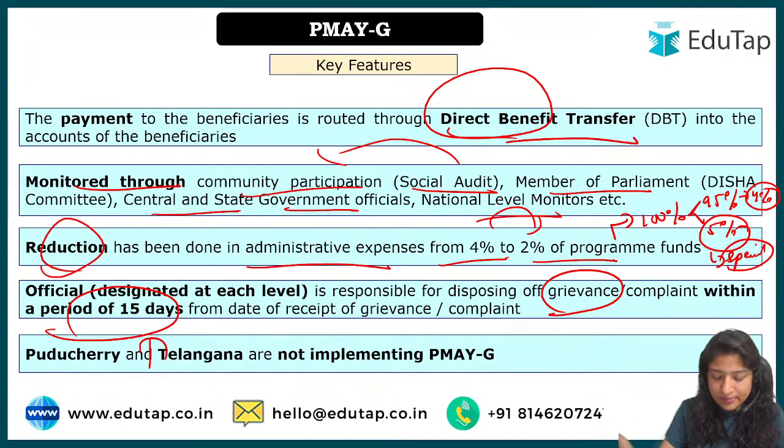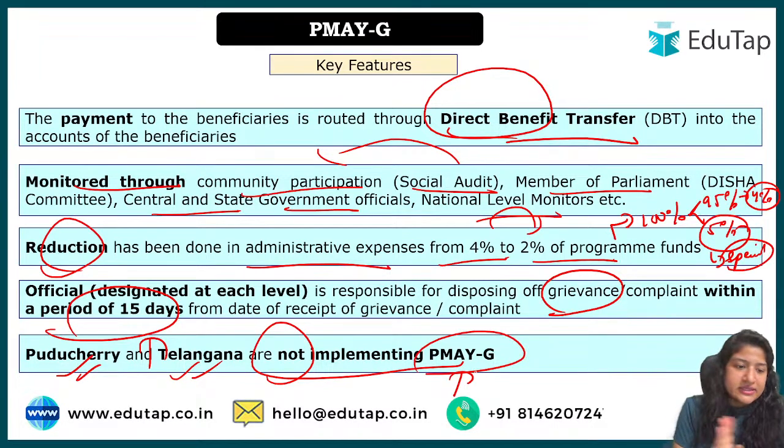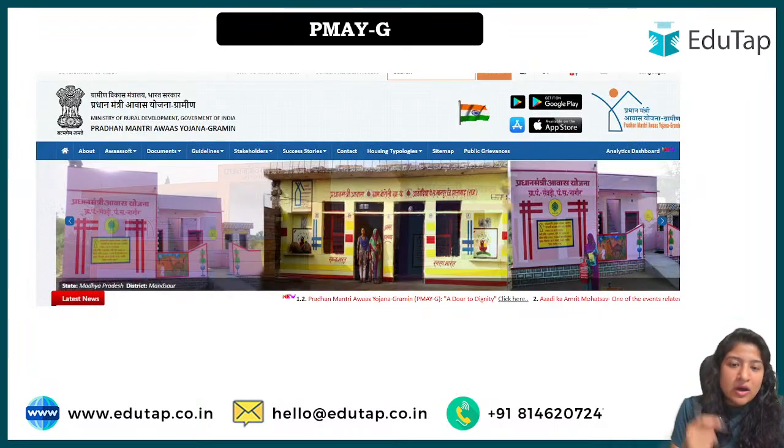And yes, lastly, important to know, we have one state and one UT that is not implementing this particular scheme. So Puducherry and Telangana are not implementing PMAYG. ठीक है, तो इस चीज़ को याद रखना है आपको. Now there are some other things apart from the news that we'll just look at.